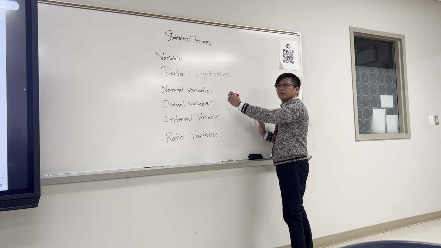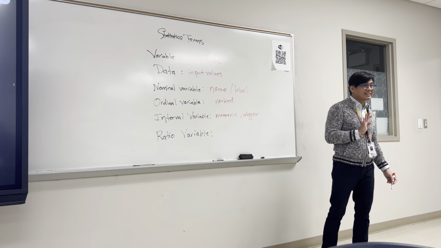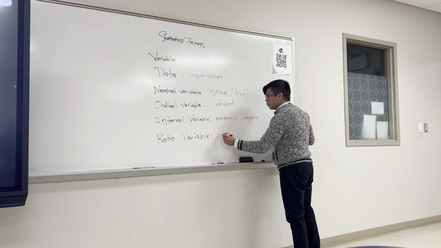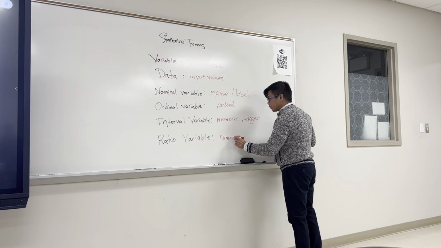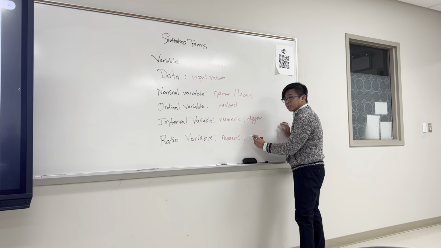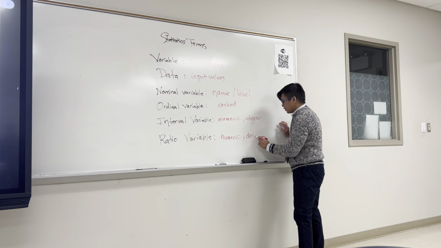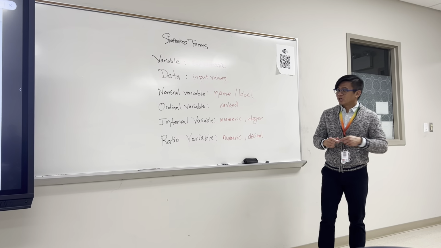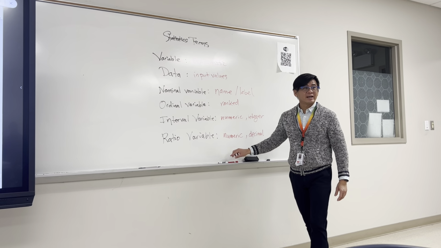Interval. Interval is what? Numeric. Integer. And the last one, ratio variable. This is also numeric or what we call quantitative. It can be decimal or fraction. Good. Questions regarding that one, guys?